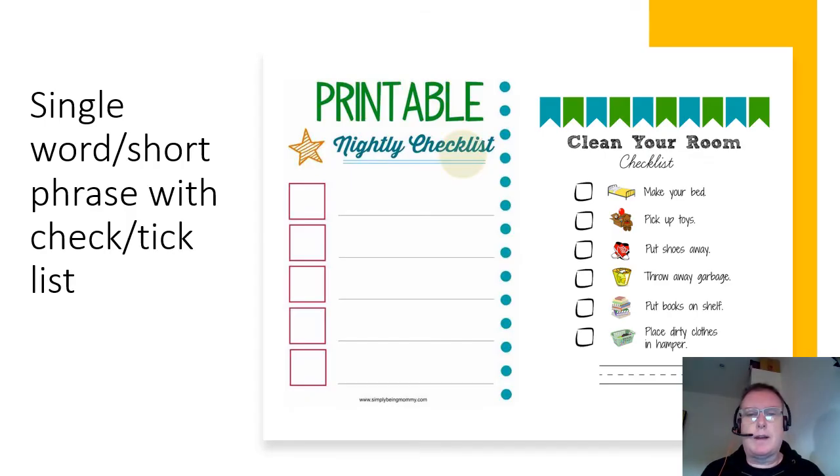For the more able learner, of course, a single word or short phrase with a tick box can be very effective. Again, I've seen these used very, very effectively with success criteria in lessons in school. So a child will actually tick as they go along. Again, a great aid for independent learning, breaking the task down into steps, and their steps to success are ticked off as they work through them.